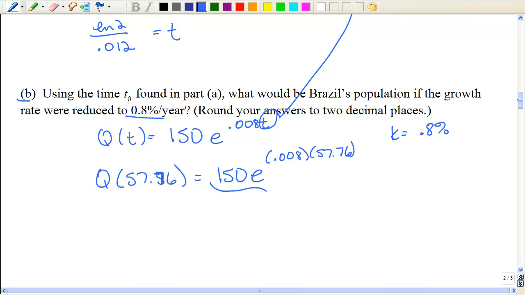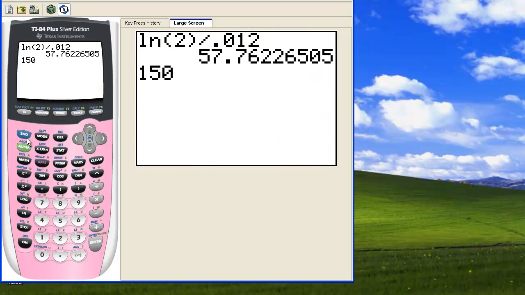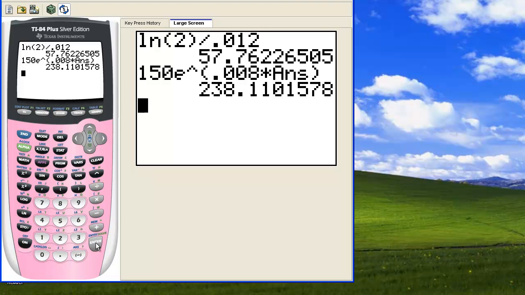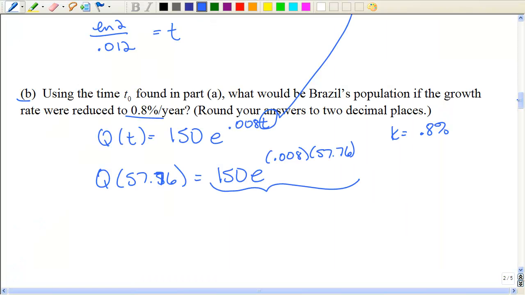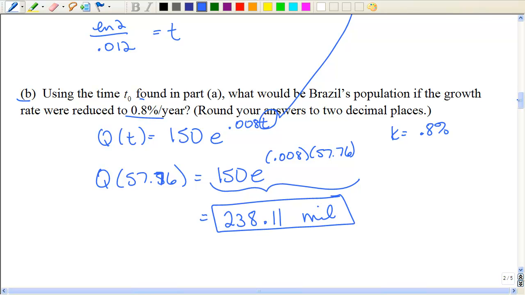All right, so again, we want to be very careful about pushing that into our calculator, and I get 238.11 million. Now that's a reasonable answer because if we had a higher growth rate, we would have been at 300 million, so we should have expected a smaller answer.